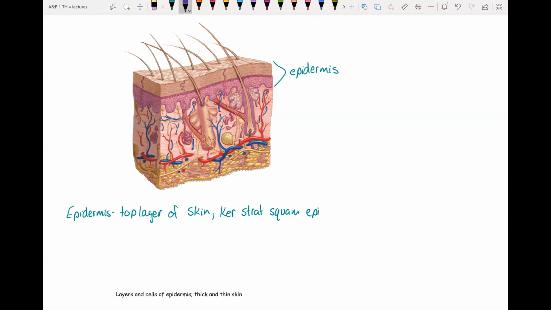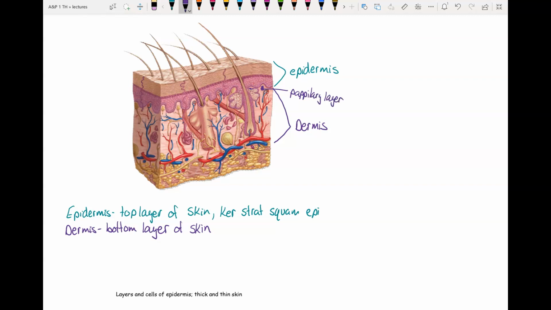Then below the epidermis, you have dermis. So this is the main part of skin. Dermis is the bottom layer of skin. And it is made of two tissues. The top part of the dermis where you have these little bumps here, those little bumps are called dermal papillae. So this is the papillary layer of dermis.